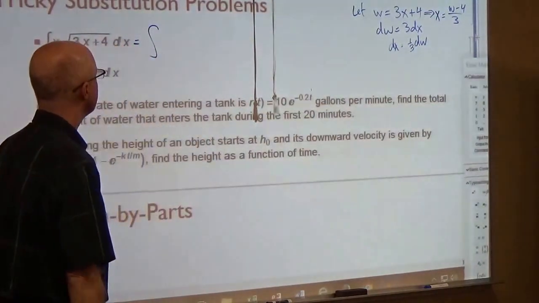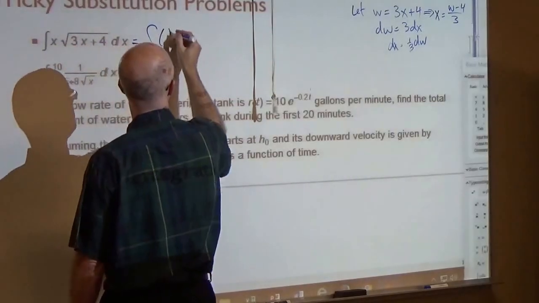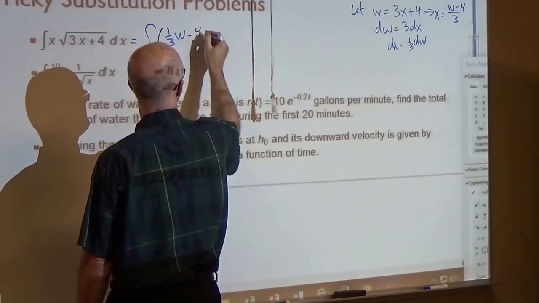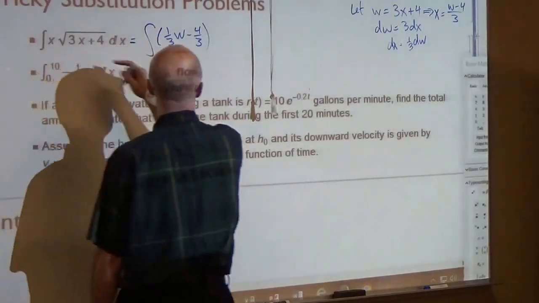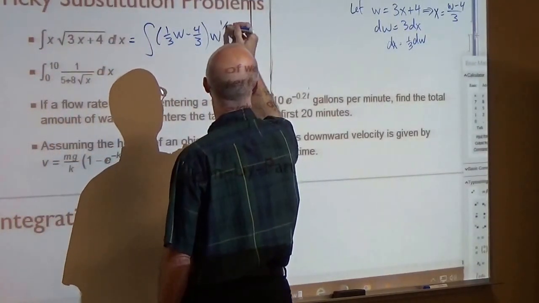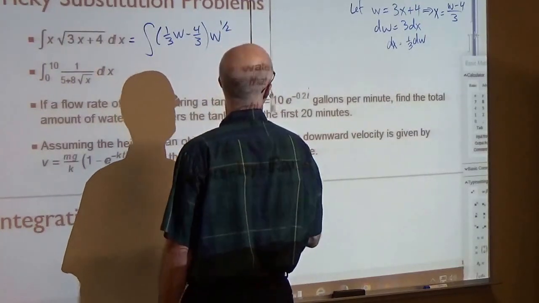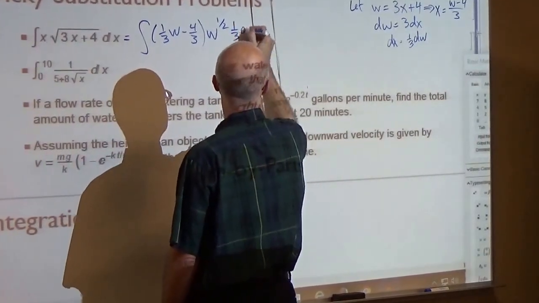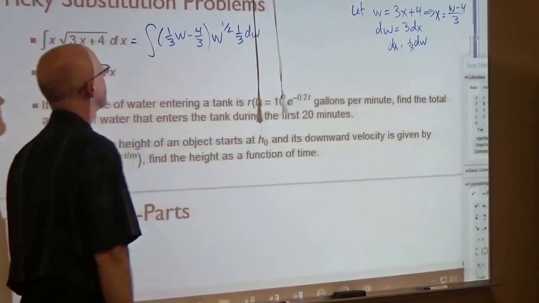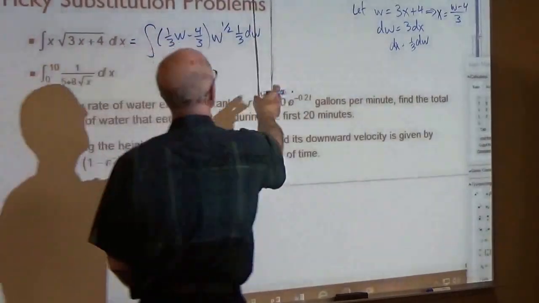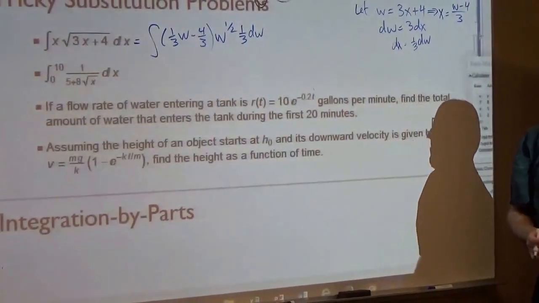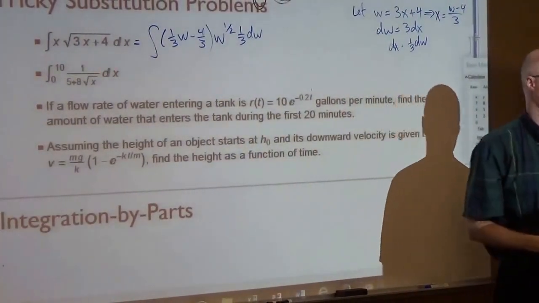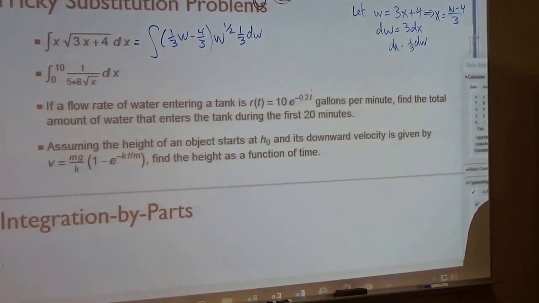All right, so let's do it. Let's go ahead and write it as 1/3 w minus 4/3. That's what x is, times the square root of w, which I think I'll write as w to the 1/2. And then dx is 1/3 dw. Looks worse, perhaps, doesn't it? It's actually better. Why is it better?